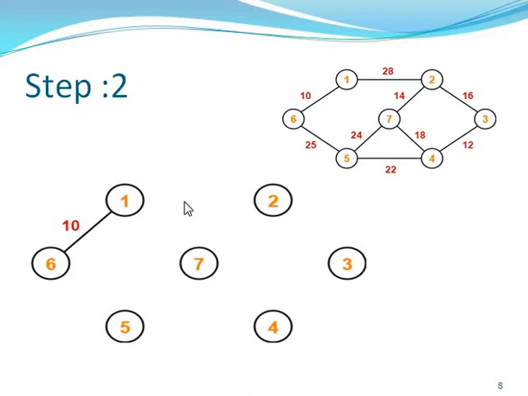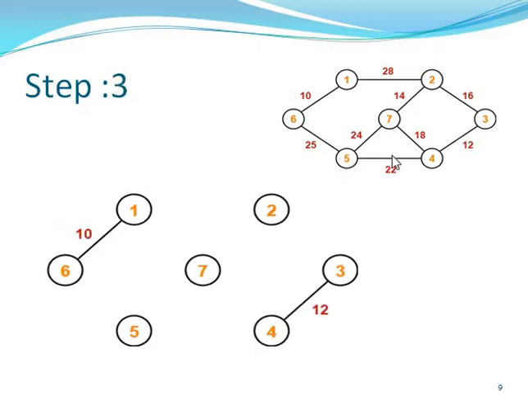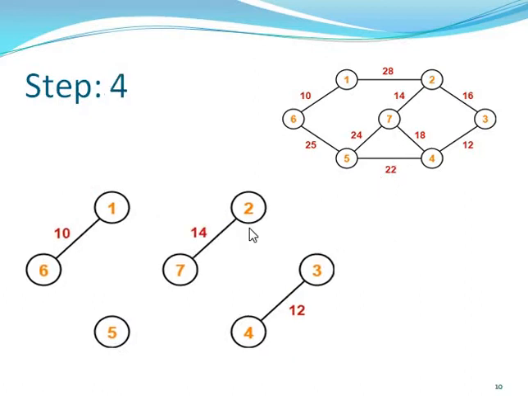Then after, in step number 3, the minimum weight is connected. So here we can show what the minimum weight is. 12 is the minimum weight. Then you can create this, 3 and 4 is a minimum weight. Then after, you can find the next minimum weight. The minimum weight is 14. So you can connect both vertices. You can also check that no cycle is created.